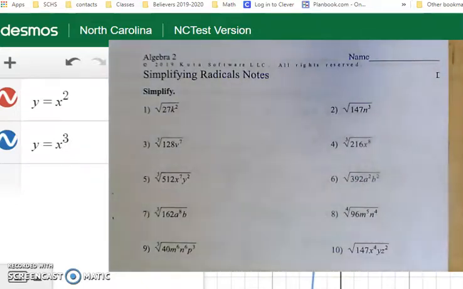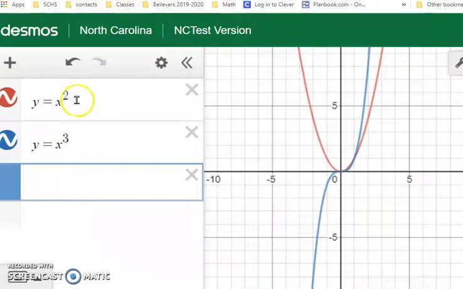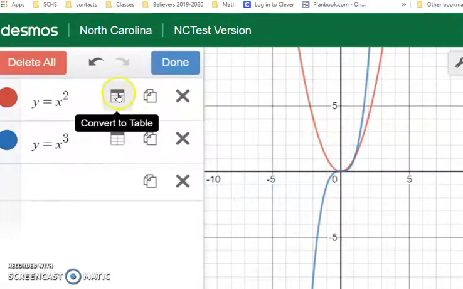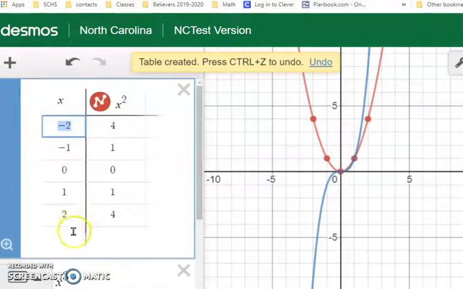But before you get too far into that, we need to be very familiar with our perfect squares and our perfect cubes. So I went over to Desmos. Notice I'm using the North Carolina version, so that's what you're used to. And I just typed in y equals x squared and y equals x to the third. Now I don't really care about the graphs right now. I'm really more interested in the table. So I'm going to convert that to a table, and I'm going to grab a couple extra values here.